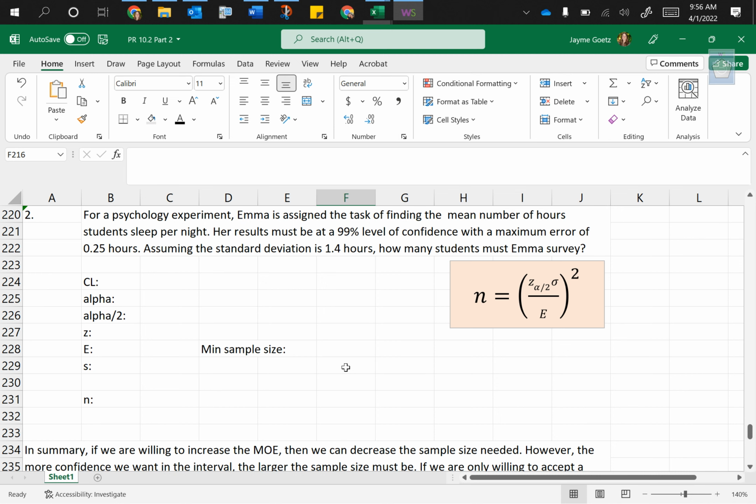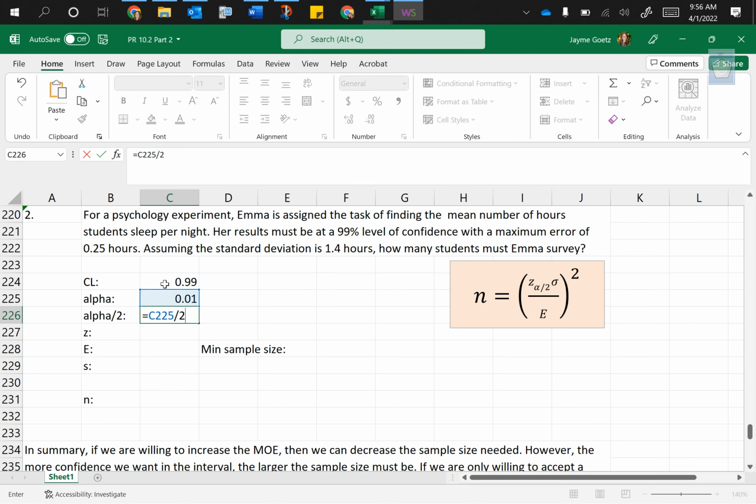So do we know the sigma? Yes, so again, we're going to use that same formula. Okay? So help me out. What's my confidence level here? 0.99, which means my alpha is 0.01, which means my alpha over 2 is 0.005. Let's find my z-value. NORM.S.INV of 1 minus 0.005.